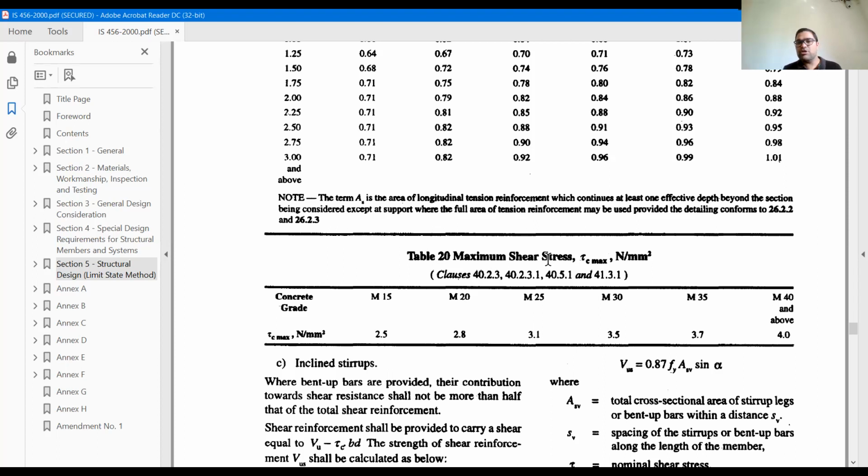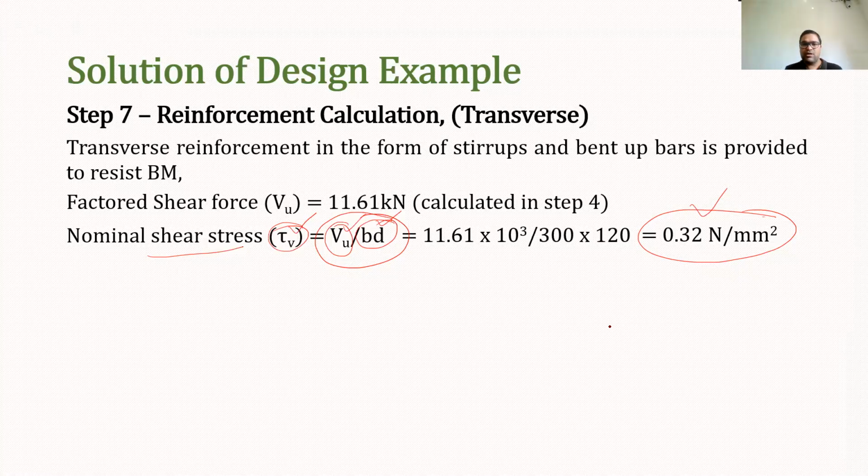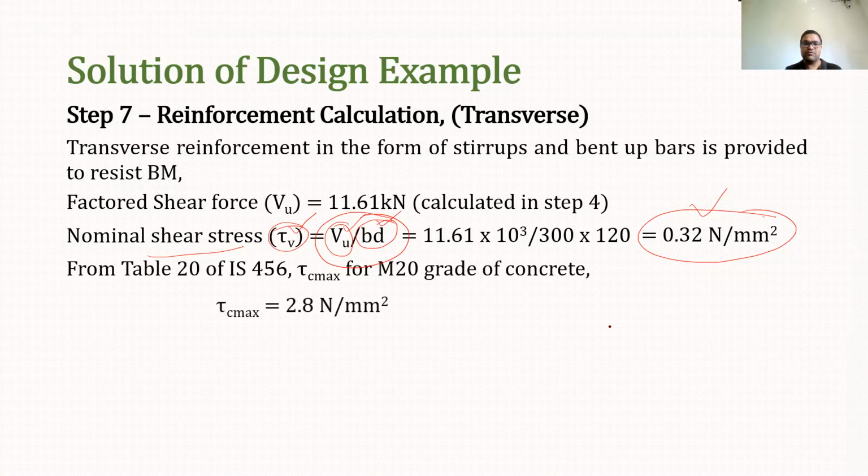So tau c max value is dependent on the grade of concrete. Our grade of concrete for our case is M20, and for M20 grade of concrete, tau c max value is 2.8 Newton per mm square. So we will use this value, and now we can say that tau c max is 2.8 Newton per mm square, which is more than the value of tau v, which is 0.32 Newton per mm square.